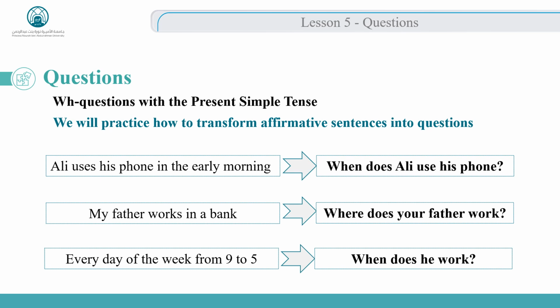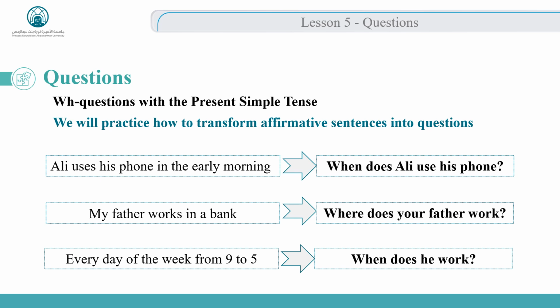We can ask other questions. What does Ali do in the early morning? And we can answer, Ali uses his phone in the early morning. Here we are asking about the action. We can ask about the agent, Ali. Who uses his phone in the early morning? And the answer will be Ali uses his phone in the early morning.